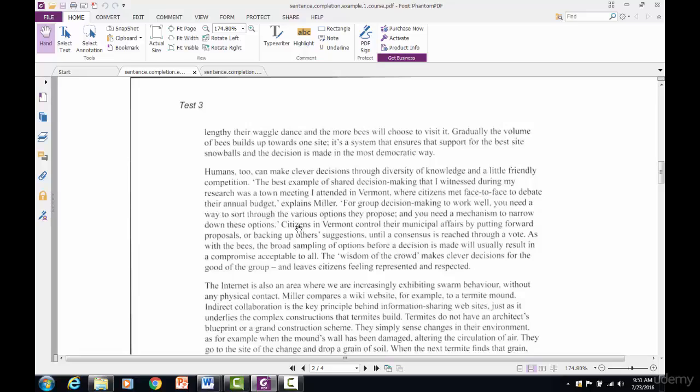Citizens in Vermont control their municipal affairs by putting forward proposals or backing up other suggestions until a consensus is reached through a vote. Okay? So they control their affairs by putting forward proposals or backing up other suggestions until a consensus is reached through a vote. Now, I'm just going to read that sentence, okay, and try to find the answer.